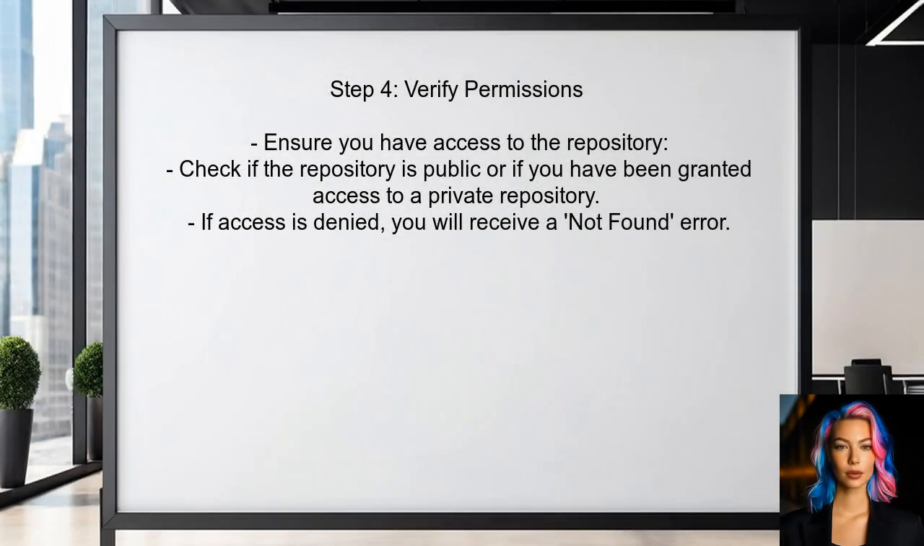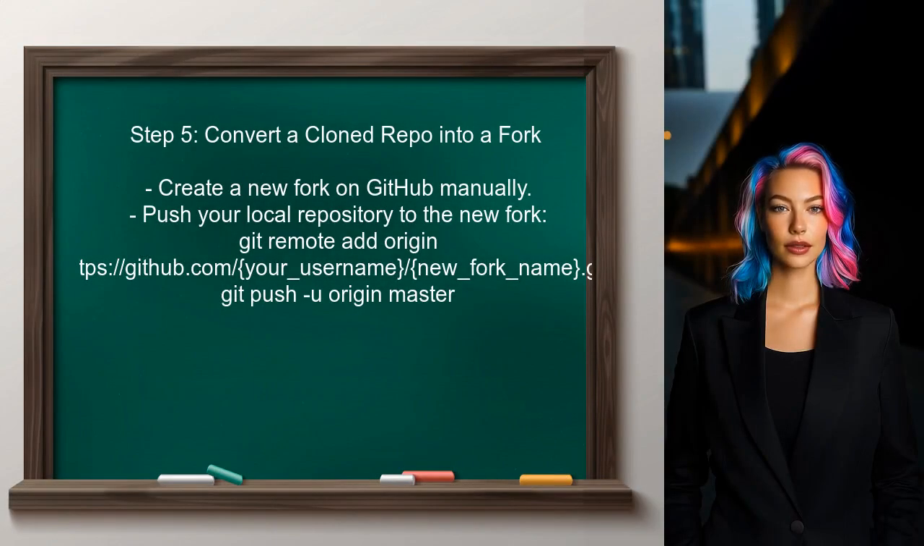If the user encounters an error, they should verify their permissions. The user must have access to the repository they are trying to fork. Lastly, if the user wants to convert an existing cloned repository into a fork, they can do so by creating a new fork on GitHub and then pushing the local repository to it.